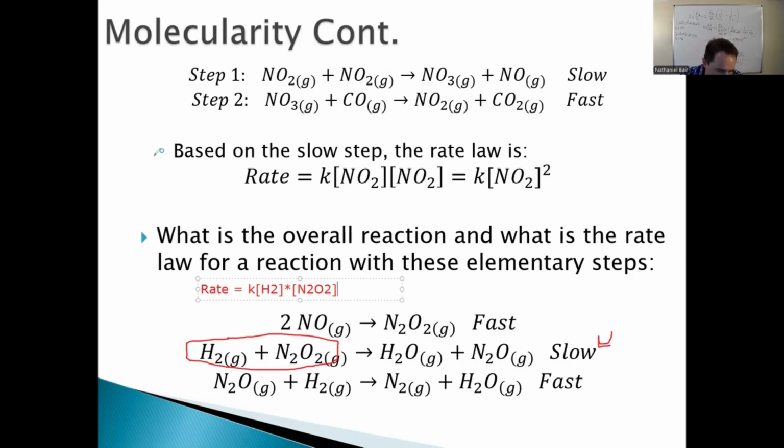Why are these to the first? They're to the first because these have a coefficient of 1 right there. Now, again, this method only works if you've studied the mechanism and you know the slowest step and you balance the slowest step. Then the reactants are the only thing involved in the rate law expression from the slow step, and the coefficients become the exponents.